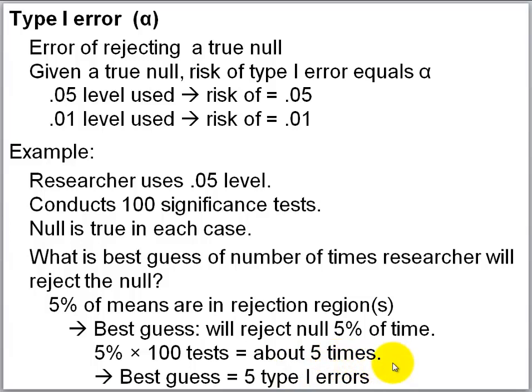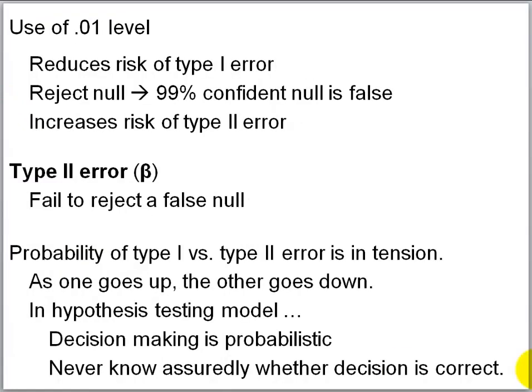Now, recall that in our example, we've defined the null to be true. So she will make about 5 type 1 errors. She will about 5 times reject a null that is in actuality true. So use of the 0.01 level reduces the risk of type 1 error. It reduces the risk of rejecting a null that is in actuality true. It reduces that risk from 0.05 to 0.01.